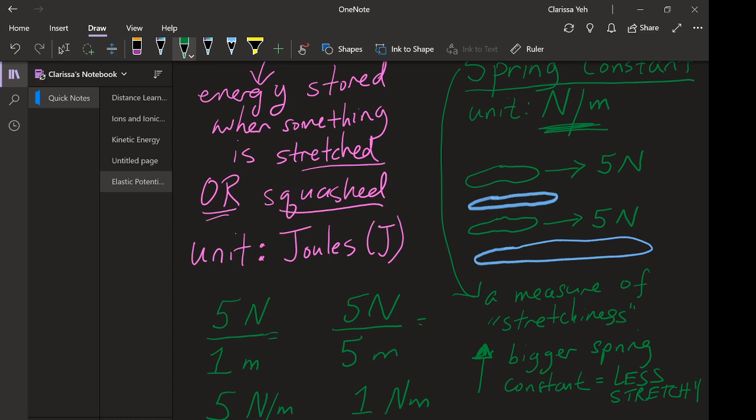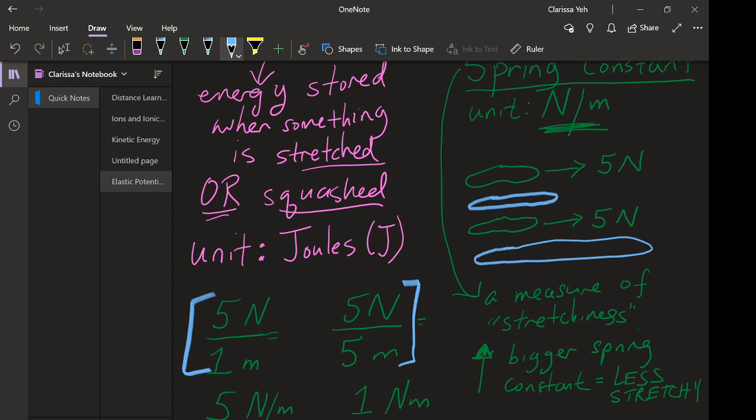So, if you look at just this bit here, the first one stretched by very, very little with 5 newtons of force, and it ended up with a spring constant of 5. The second one stretched a lot with 5 newtons of force, and it ended up with a spring constant of 1. So basically, if you have a bigger number for a spring constant, that means it's less stretchy. If you have a smaller number, that means it's going to be more and more stretchy.